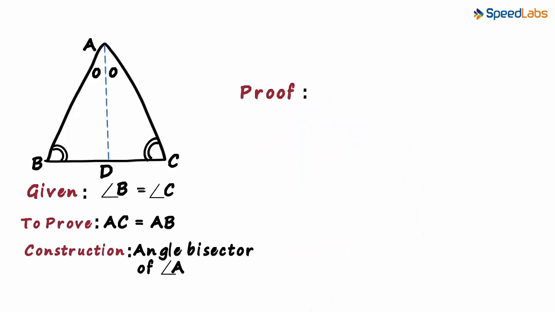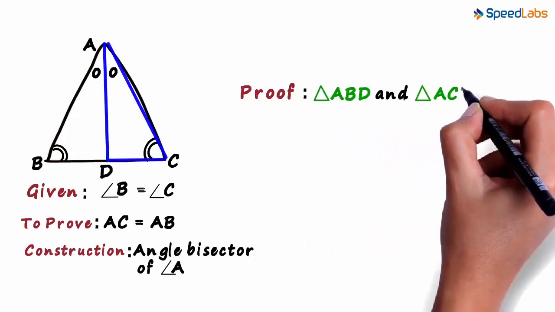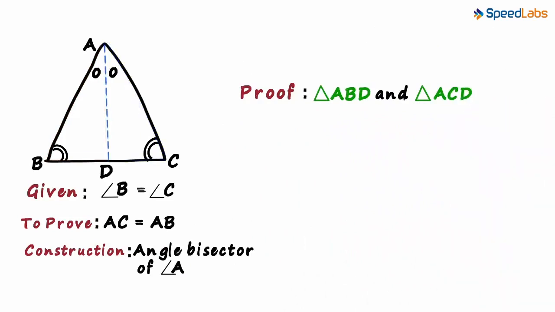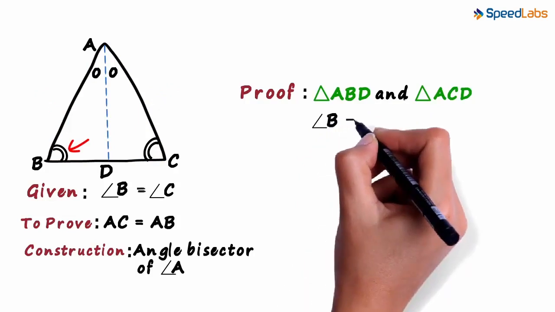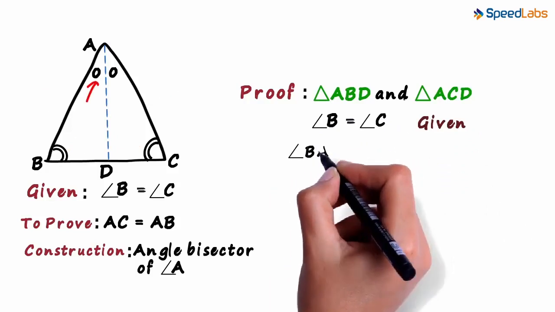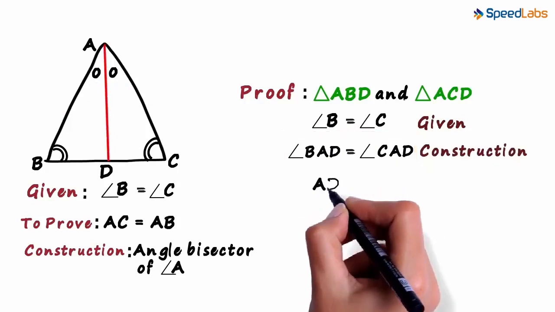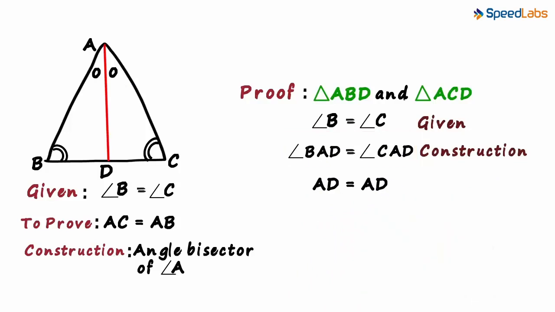The proof is really simple. Consider triangle ABD and triangle ACD. If we successfully prove these two triangles congruent, we can say that AC will be equal to AB. We know that angle B is equal to angle C. This is already given to us. Angle BAD is equal to angle CAD. We got this equation after our construction. And side AD is equal to side AD as it's the common side to both triangles. We clearly have a case of double AS.